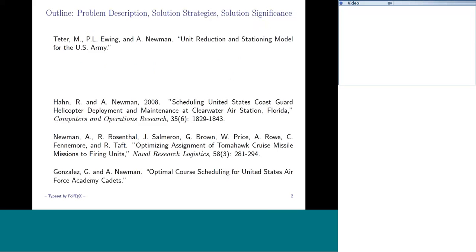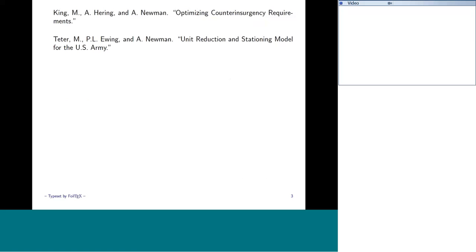And then the other 2 topics I'll discuss are some work, first of all, with Marvin King, who's a major in the Army, and Professor Amanda Herring, who's a statistician here at Mines, dealing with optimizing counterinsurgency requirements. And finally, some work with another Army officer of mine here at Mines, and my first PhD student ever, who's now on the faculty at NPS in the OR department, Lee Ewing. We're dealing with kind of a successor to the BRAC type models, the base realignment and closure. And so Michael Peter is working on that.